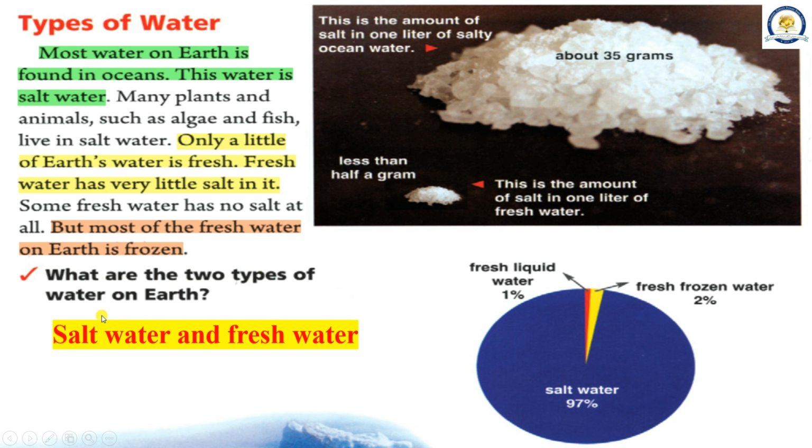What are the 2 types of water on Earth? Salt water and fresh water.